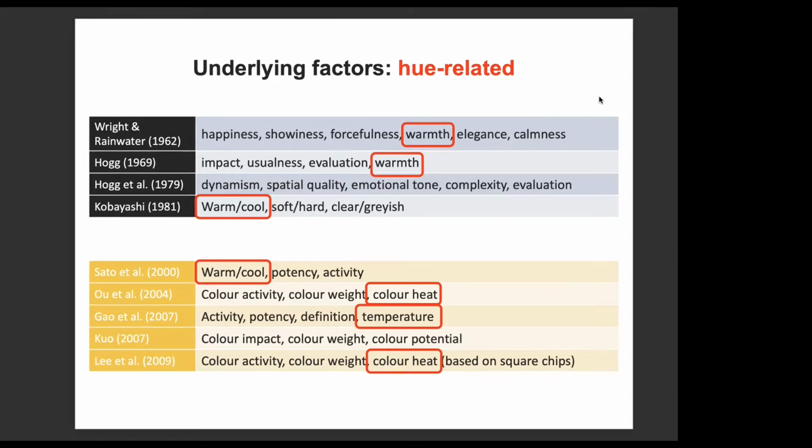As you can see, the hue related scales are something like warmth, warm-cool, color heat, and temperature. Well, it's very often used by researchers. So hue-related scales like warmth or temperature are very popular.